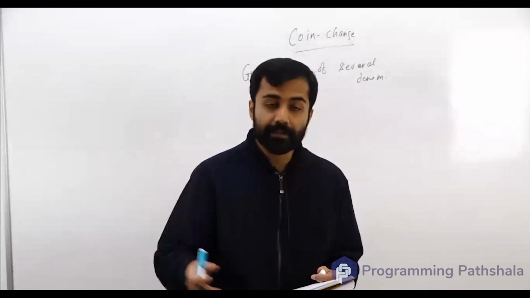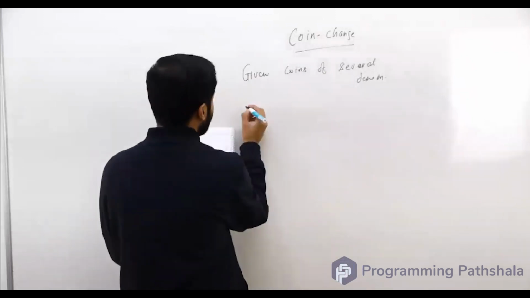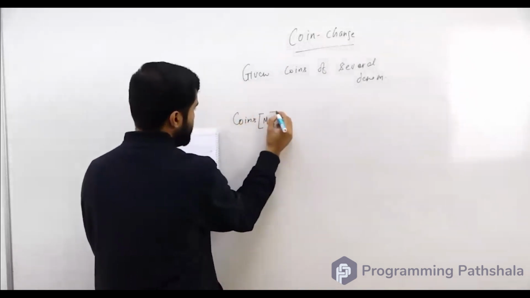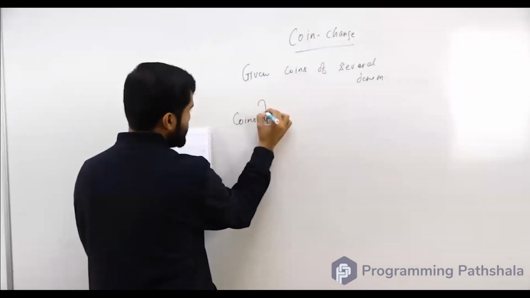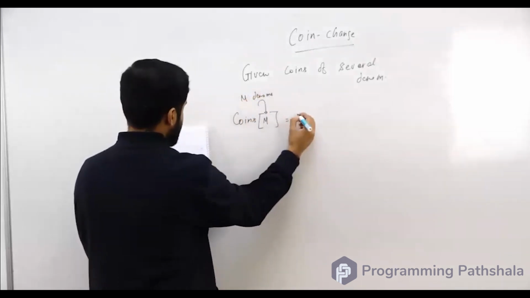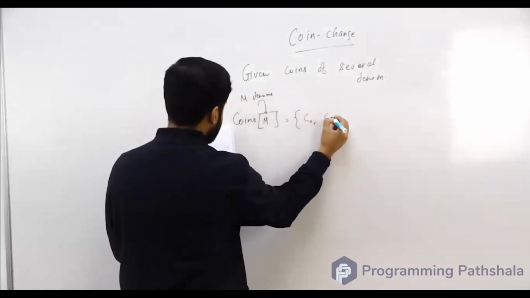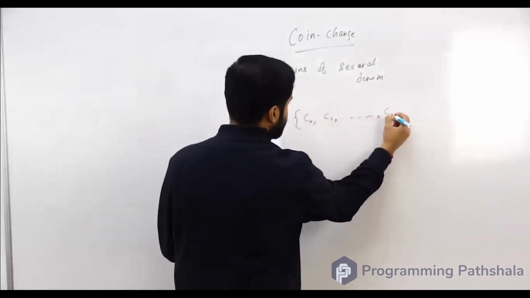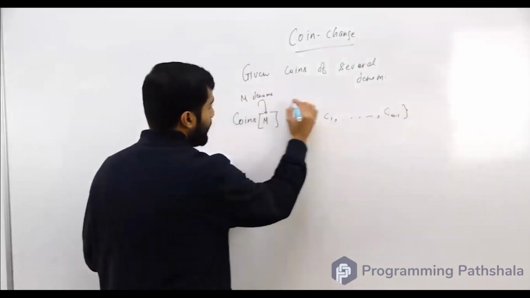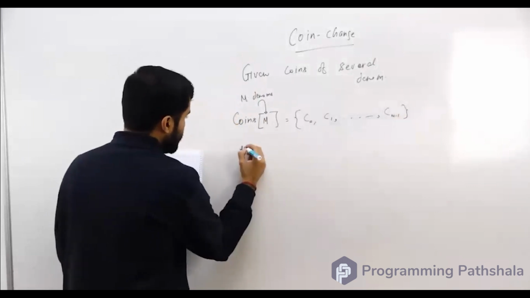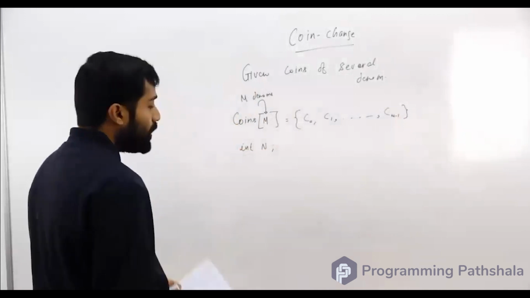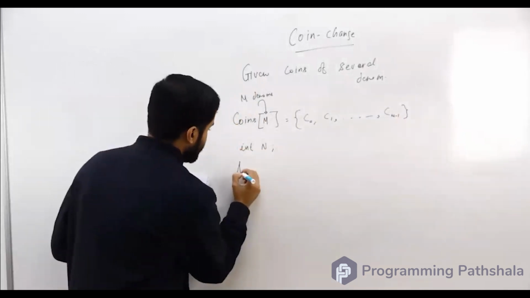So there are different denominations and they are given to you in the form of an array. Let's say the name of the array is coins. The size of the array is m, which means there are m denominations. Those denominations are, let's say, C0, C1 till Cm minus 1. Now we have been given this array as an input, and we have also been given an integer n as an input.